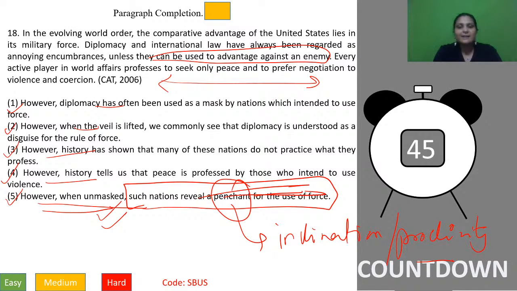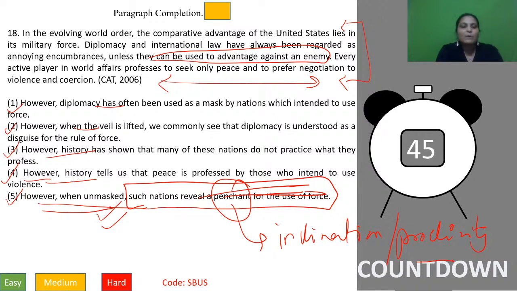So whatever we are writing as the conclusive sentence has to be very, very subtle, because the tone of the passage is very subtle. It is attacking the countries which are behaving in hypocrisy in a very subtle manner, in a very hidden manner, latent manner.